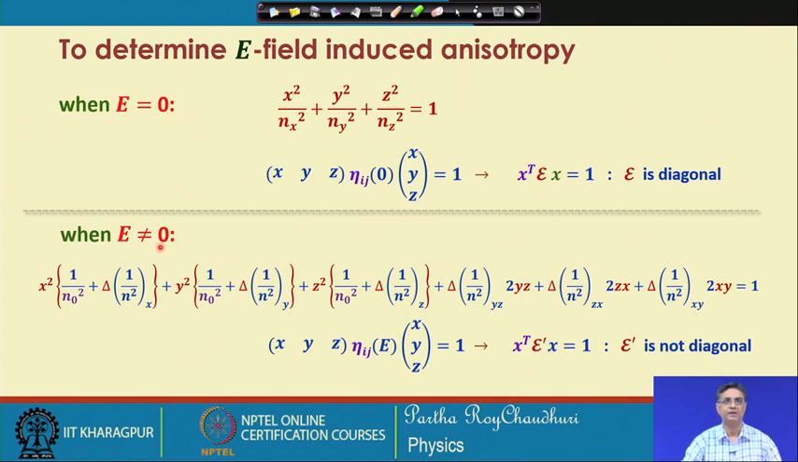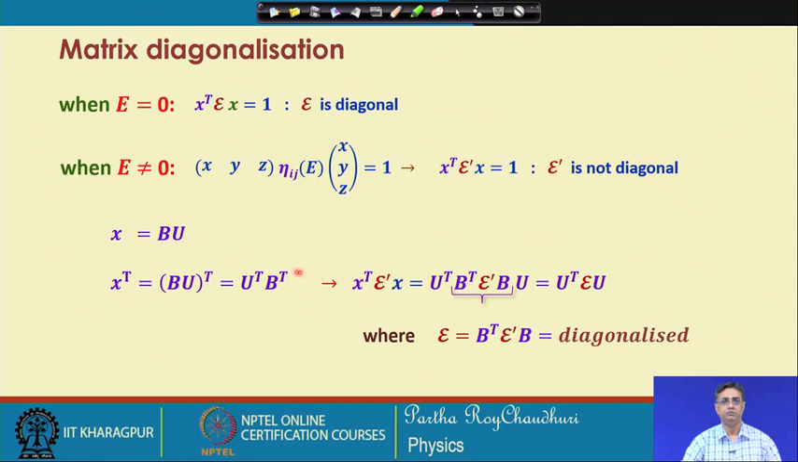In the presence of the electric field, that is when E is not equal to 0, all the changes are associated with all 6 components, and then we can write this equation in this form. But this time this eta matrix to represent this equation, this eta i j, is now different, because it is eta i j of E. So, we write x transpose eta dash x equal to 1. Eta dash is not diagonal in this case, because you have all the 9 elements present here, actually 6, because the symmetric terms are identical. So, there is a way to find out the principal axis system just by diagonalizing this equation.